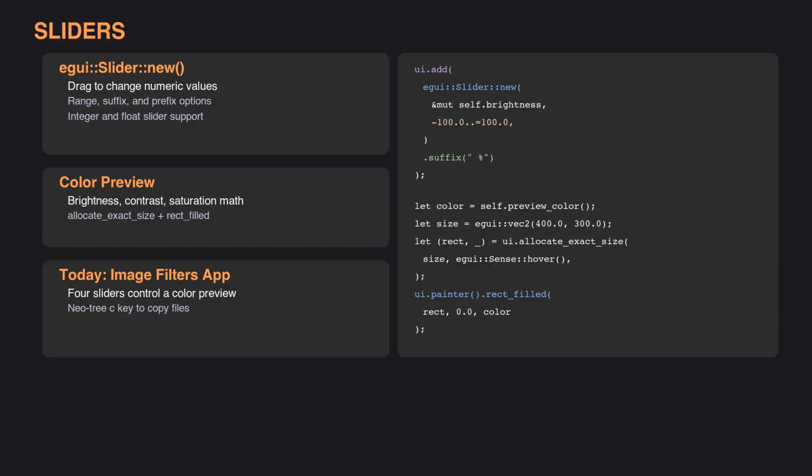Slider new takes a mutable value and a range. Suffix adds a unit label like %. Preview color applies brightness, contrast, and saturation. Clamp keeps values in the 0 to 255 range. Rect_filled draws a colored rectangle.